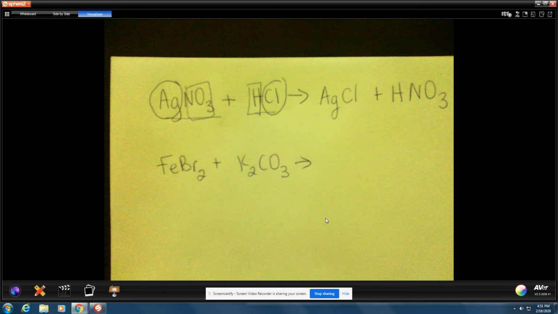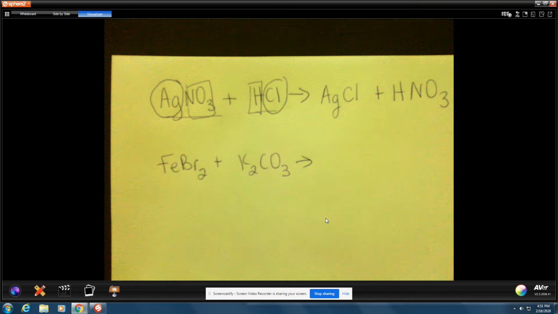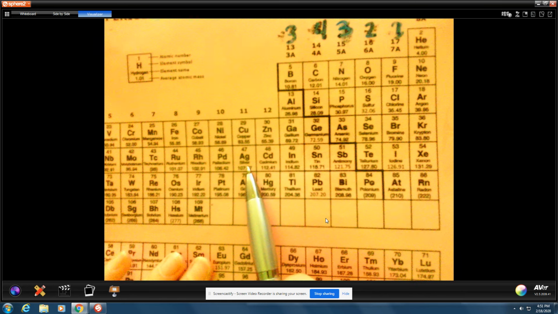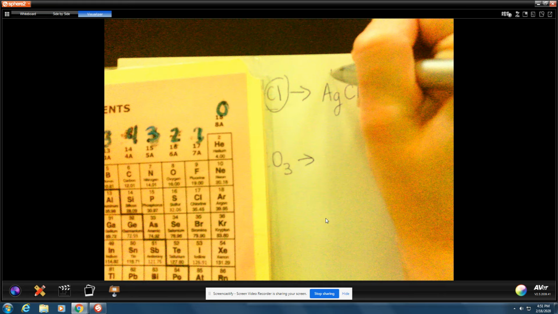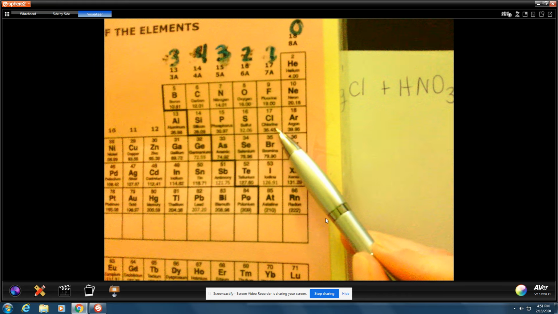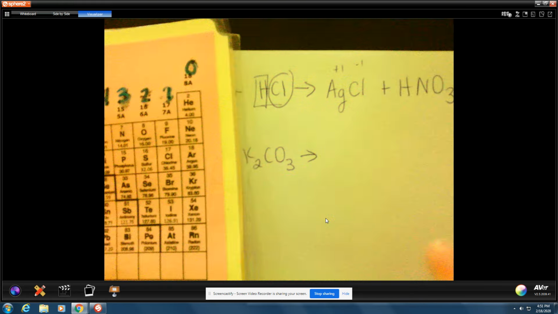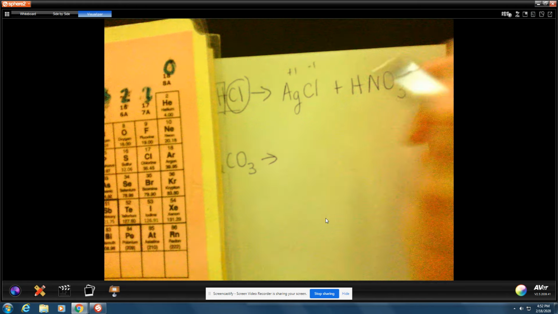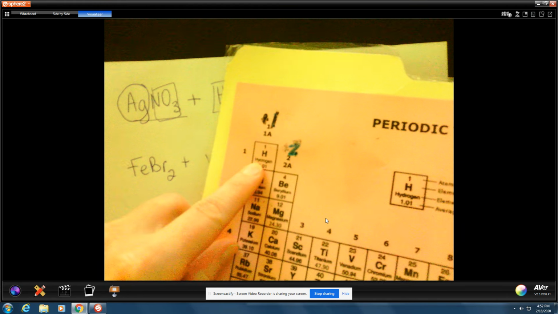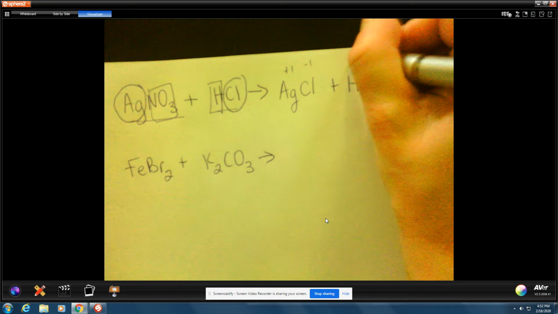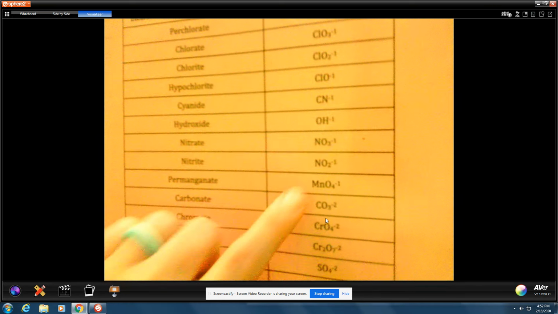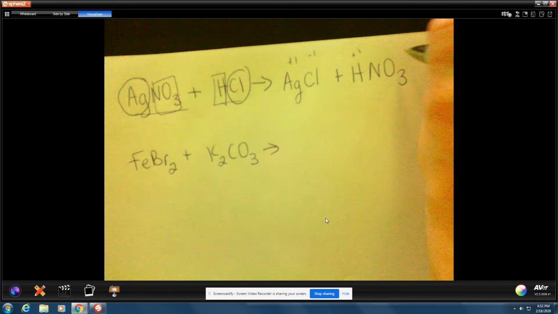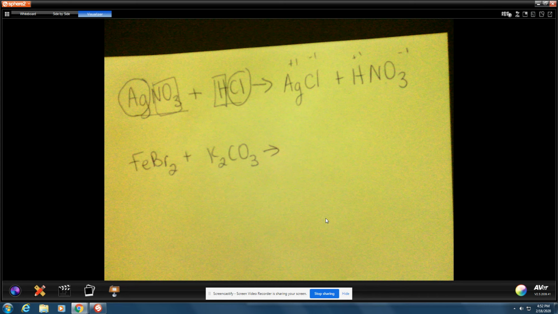Now, every time you write a compound, you need to look at your charges. Silver is a transition metal, but it actually only ever has one charge, and it's special. It's that +1. Cl is right here and has a -1, so we're good with the way those are written. H is right here and has a +1. And NO3 is a polyatomic and has a -1. So these are all even. I don't have to worry about it because they're all ones, and so we're actually mostly done.